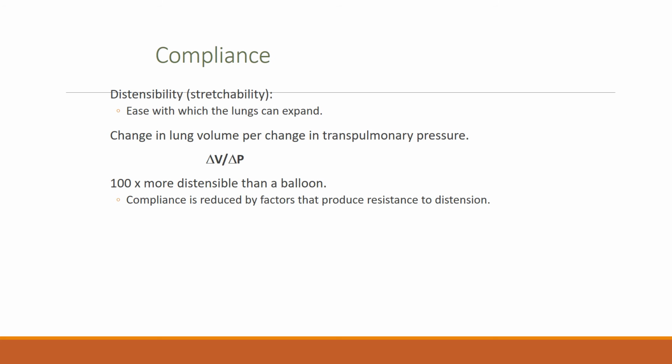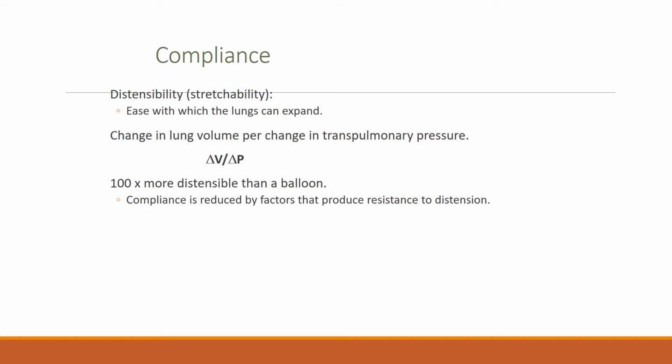So let's first look at compliance. And so this is how easily distendable or stretchable the lungs are. And so the changes in lung volume per change in transpulmonary pressure will have a ratio where the change in volume will be divided by the change in pressure.